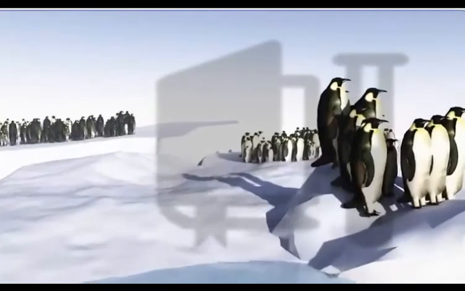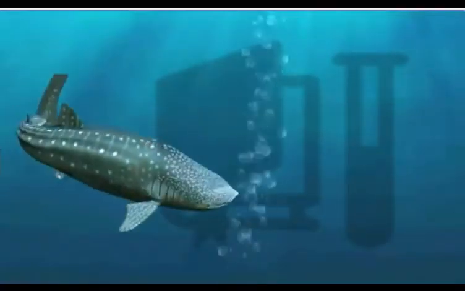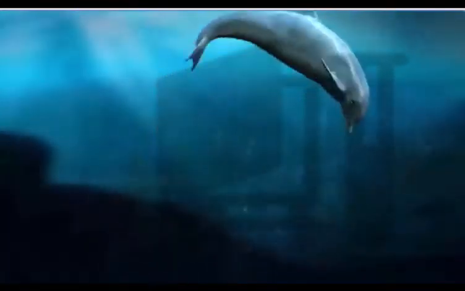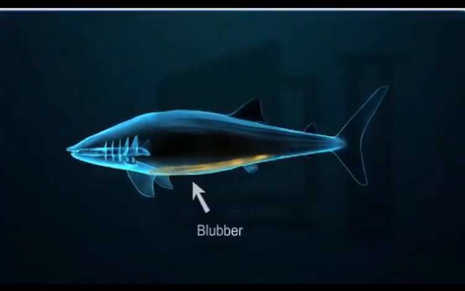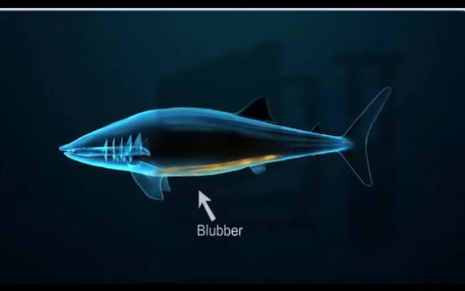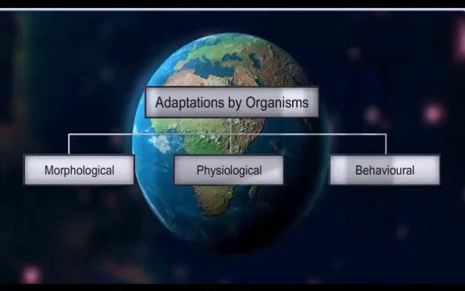Moreover, in the polar seas, aquatic mammals such as seals, whales and dolphins have a thick layer of fat known as blubber below their skin, which acts as an insulator and minimizes the loss of body heat. Apart from morphological adaptations, some organisms physiologically adapt themselves to respond to stressful situations.